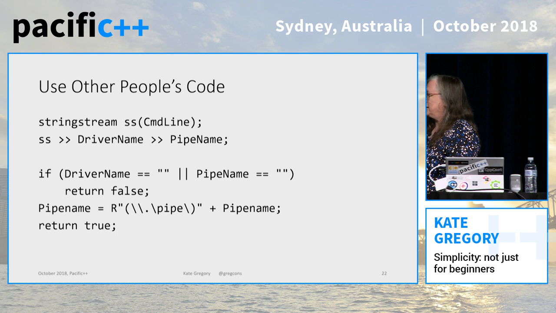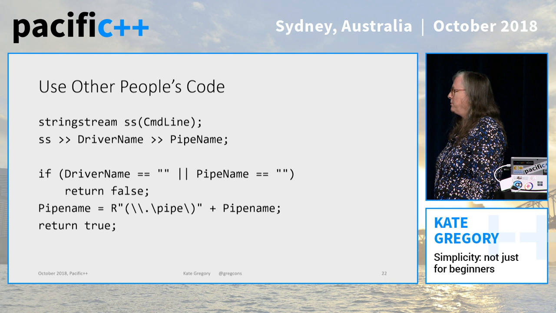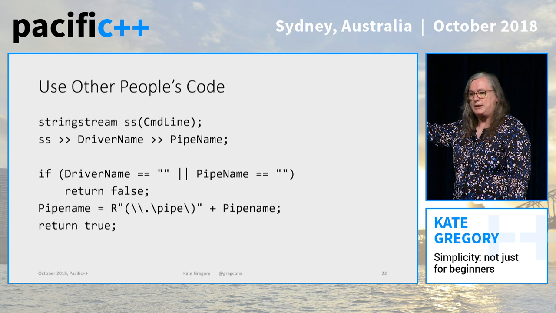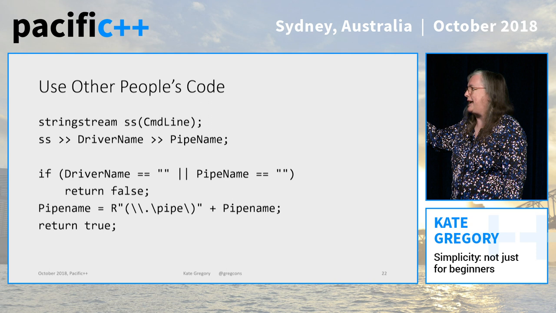So I'm using a string stream, and I'm just getting the two things out of there. I threw the Hungarian notation away. We're big boys and girls now. We don't need that. And I also went with a lowercase false and true. And yes, it's shorter, but that's kind of not the point. When you read this code, you can clearly see under what circumstances this function will return false. Right? If it can't get the driver name or the pipe name, it's going to return false.